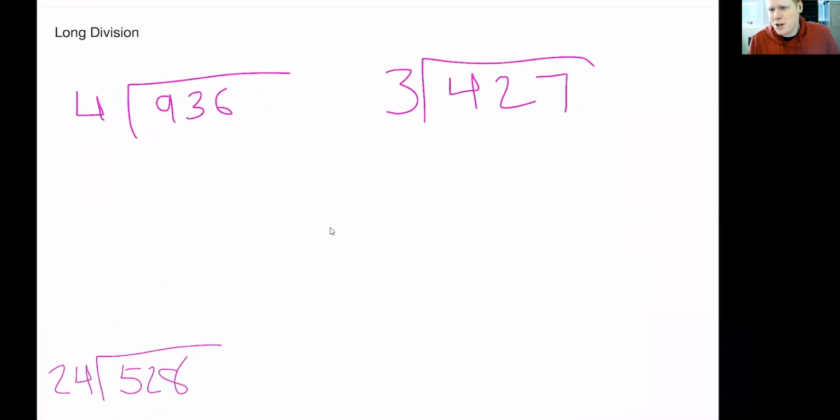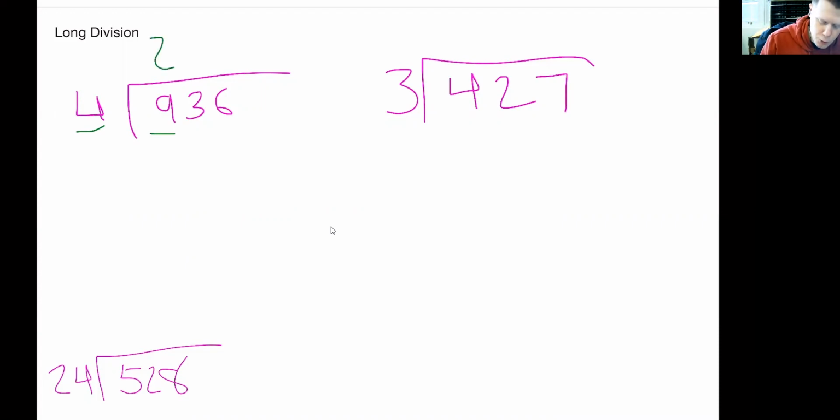But for long division, if you're dividing by a single number, let me know if you're doing something different than this, like a single digit number, one number long. The first thing you always want to look at is, if you're dividing by 4, you want to look at your first place. And you want to ask yourself, how many times would 4 go into 9? Sometimes it'll go in evenly, sometimes it won't. So I usually count on my fingers, at least in my head, but 4, 8. So it would go into it 2 times.